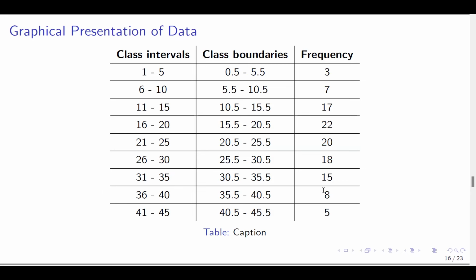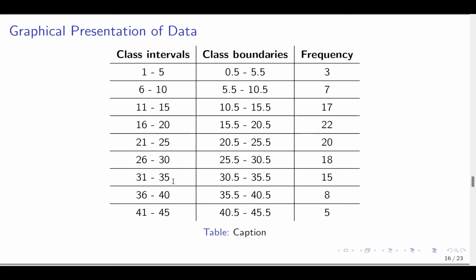And then we have here our class boundaries. We also have our frequencies. That's the number of counts between 1 and 5. There are 3 of them. Number of counts between 6 and 10. There are 7 of them. So 7 of them have data running between 6 and 10. 20 people have data running between 21 and 25. This can be anything. It could be ages. So in case it's ages, we are saying that 20 people have their ages falling between age 21 and 25. 15 people have their ages falling between age 31 and 35, and so on.